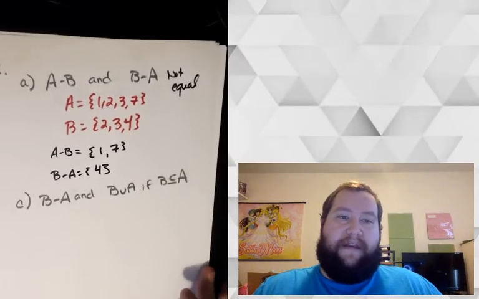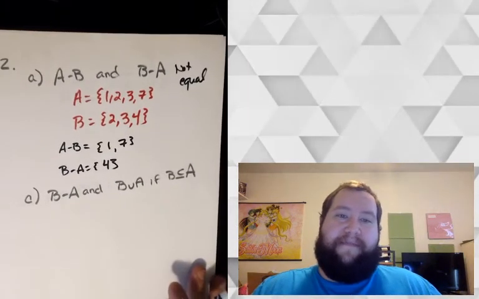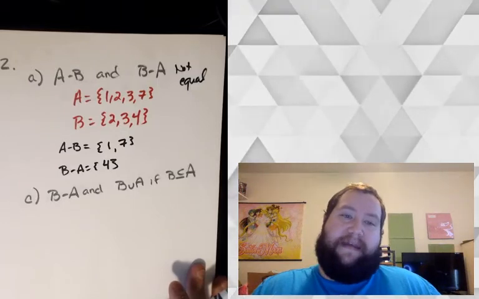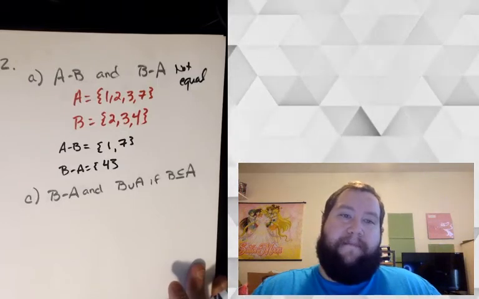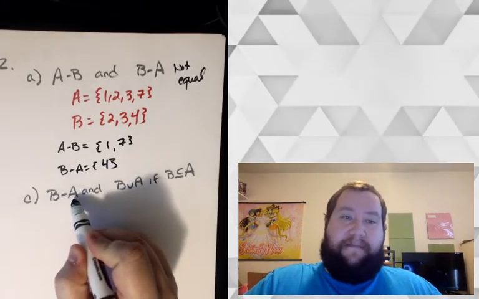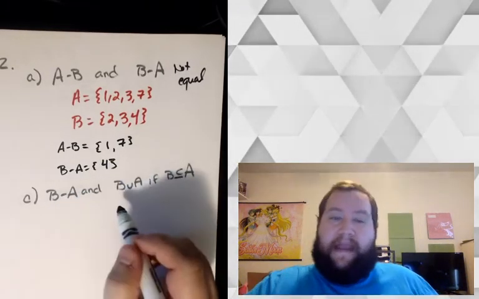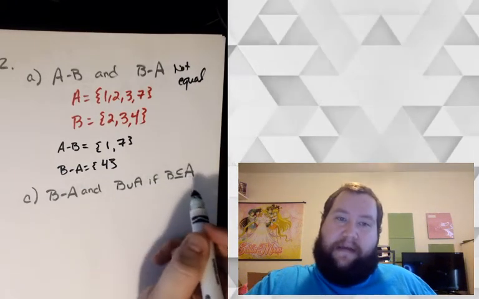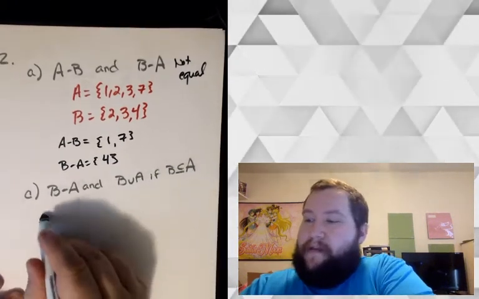And then here we have another one where it says B minus A and B union A if B is inside A. So B take away A and B union A if B is inside or equal to A. So let me draw a picture.